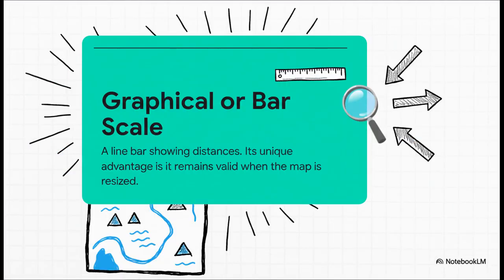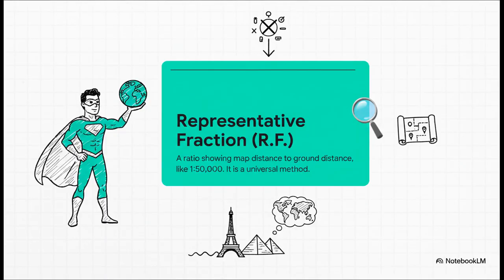Next up is the graphical scale, which you might also hear called a bar scale. Now this one is tough and super reliable. It's basically a line drawn on the map, divided up just like a ruler. And here's its special power. If you make the map bigger or smaller, the graphical scale changes size right along with it, so it always stays correct. Very dependable.